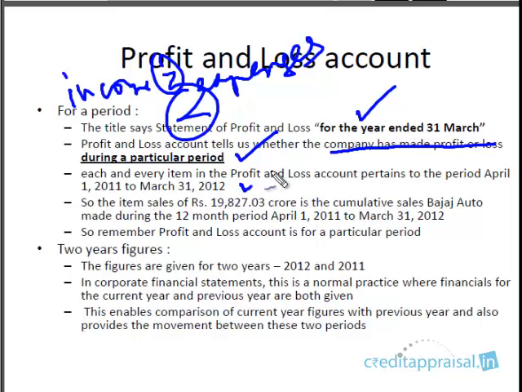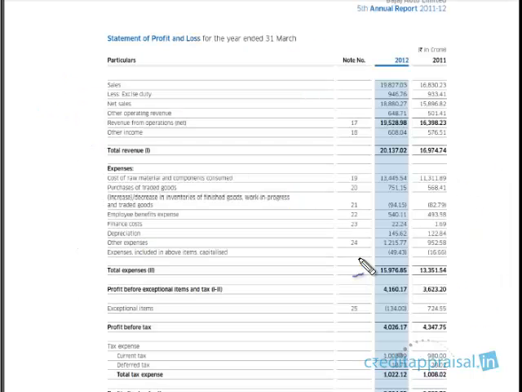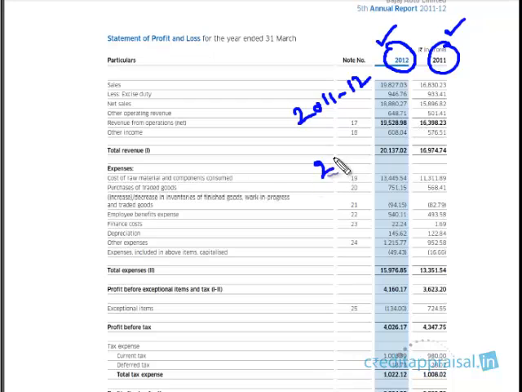Each and every item in the P&L pertains to the particular period, April 1 to March 31st. And the sales which we already discussed is the cumulative sales for this 365 days. So P&L account is for a particular period. You might also have observed that the P&L account mentions 2 years, right? So we have a P&L account for 2012, that is 2011-2012. We also have the figures for the previous year, that is 2010 and 11. This is a normal practice which you encounter in most balance sheets, right?